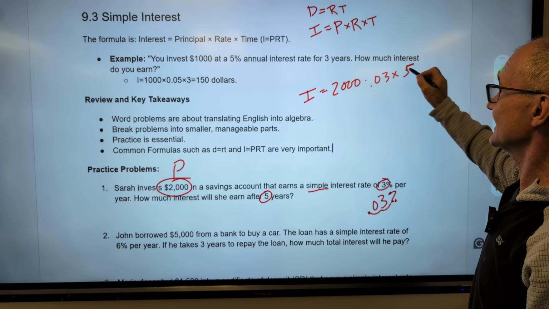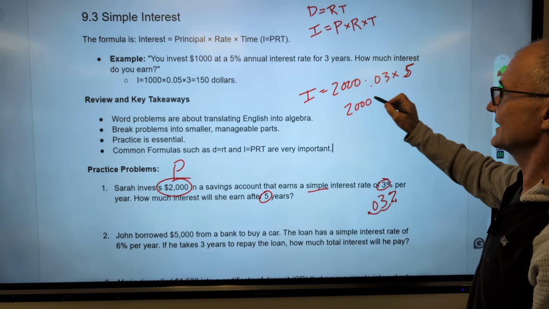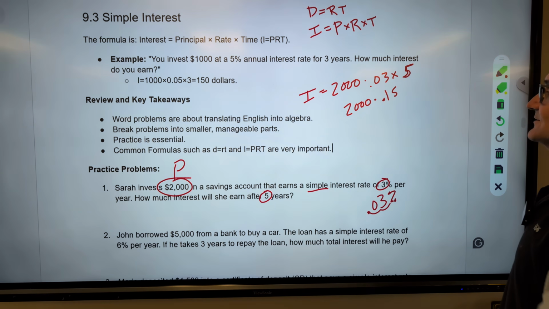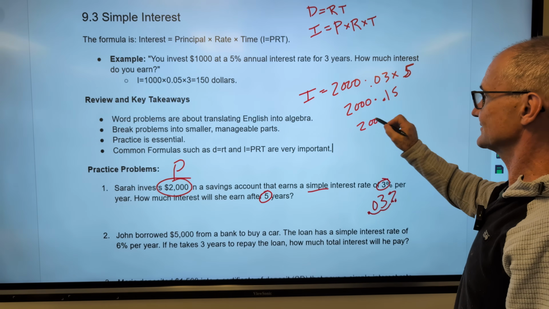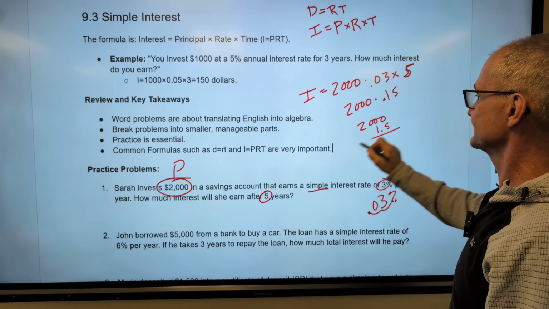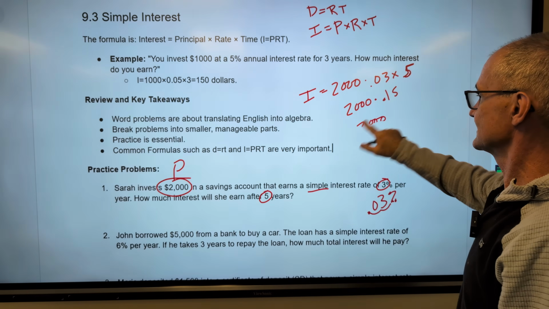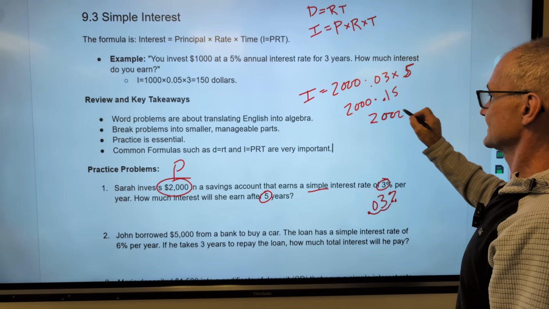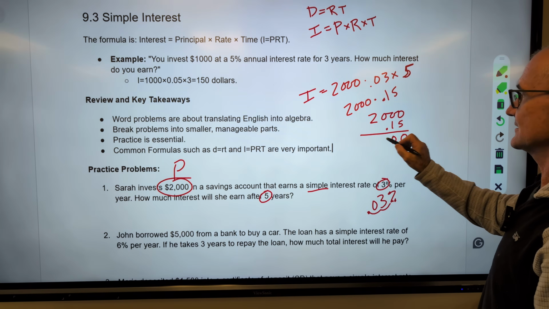So I could do this a few ways. I can multiply all 3 together, but multiplication is commutative, so I could multiply them in any order I want. I'm going to just take that 5 times the 0.03 to get 0.15. 0.03 times 5 is 0.15. 3 times 5 is 15. Decimals over 2. Now that I have that, I'm going to go 2,000 times 1.5. Whoops, that's a mistake, not 1.5. That'd be too much. I'm going to do 2,000 times 0.15.